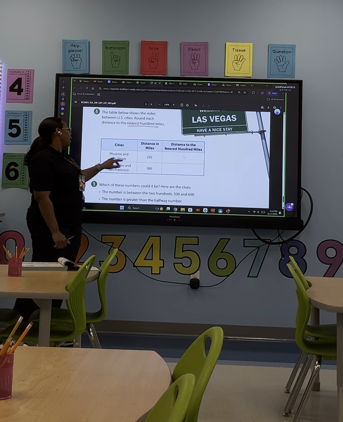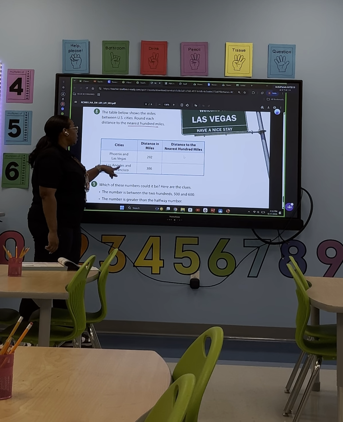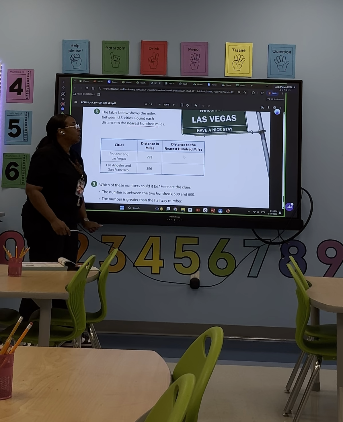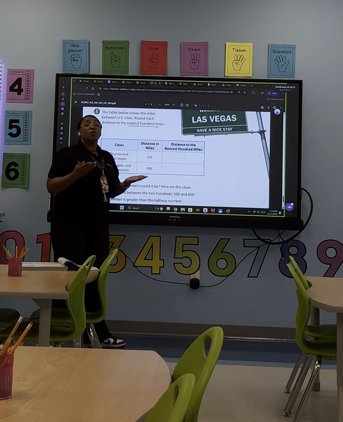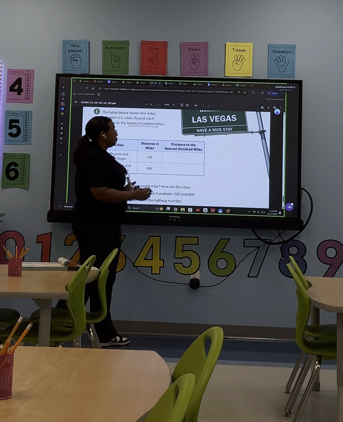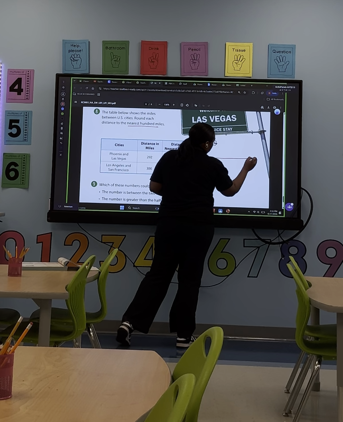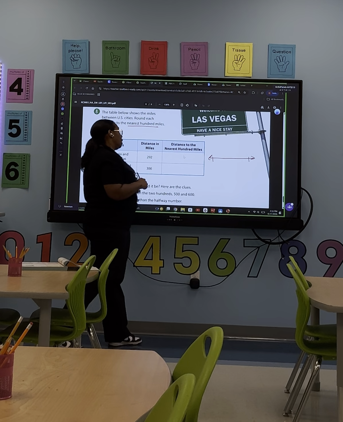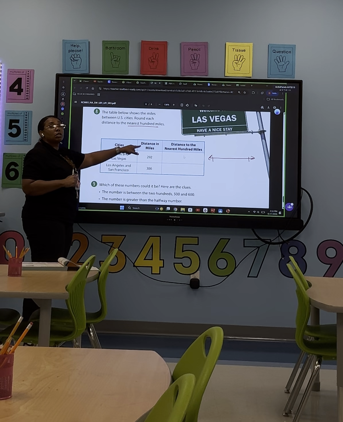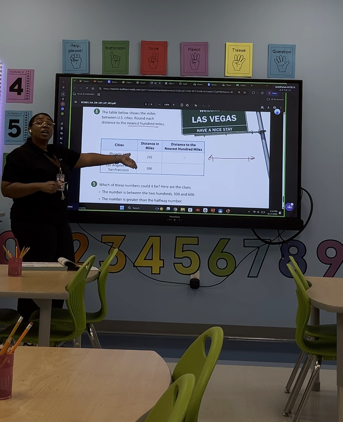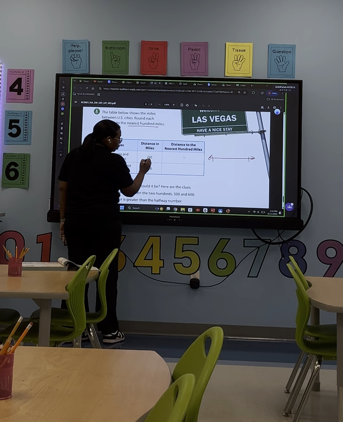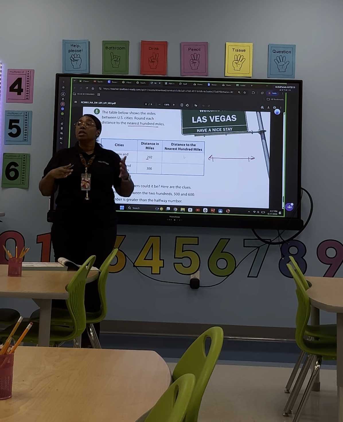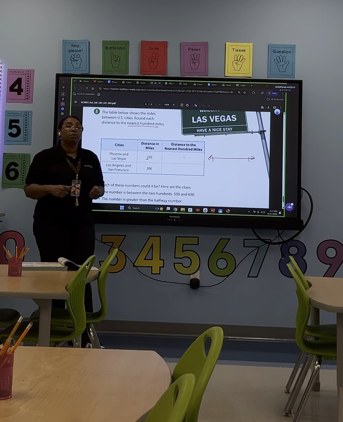So for Phoenix and Las Vegas, their distance in miles is 292, and they want us to round that to the nearest 100. So first thing I'm going to do is always start with my number line. Then I'm going to put my line for my starting number and my ending number. So let's go to our next step, which is going back to our number and seeing what number we have in the hundreds place. Well, I have a 2 in the hundreds place. That 2 tells me it is 200, so that is going to be my starting number, 200.